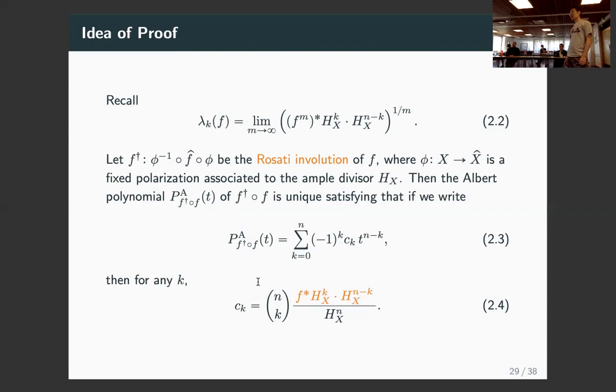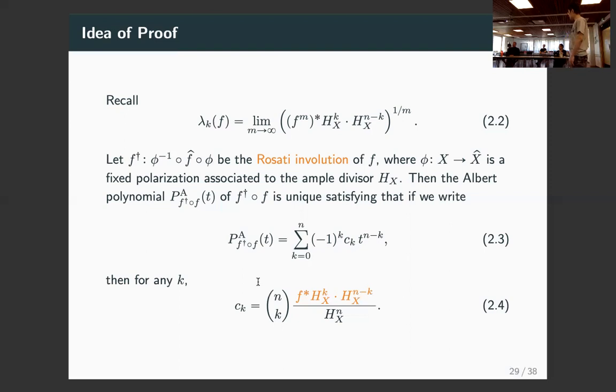Then the characteristic polynomial of the composition of this Rosati involution and f is unique, satisfying the following property. If we rewrite this characteristic polynomial of the composition in the standard form, as the alternating sum with some coefficient ck, then each coefficient can be written in terms of the product of those ample divisors.